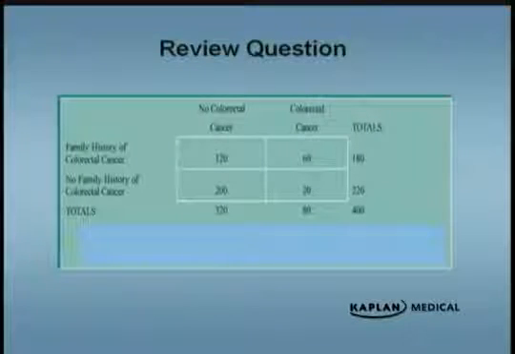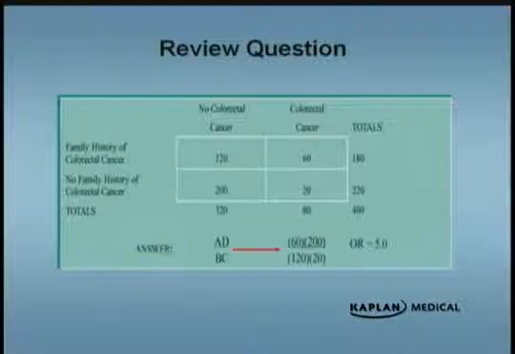All right, in this 2x2 table, quick, which is the A cell? Well, that's going to be 60. Because even though I rotated the table on you, it's still easy to find the A cell. It's disease with risk factor, colorectal cancer with family history. Therefore, what is the D cell? Well, that's easy. The D cell is going to be 200. And so the odds ratio is calculated as 60 times 200 divided by 120 times 20.